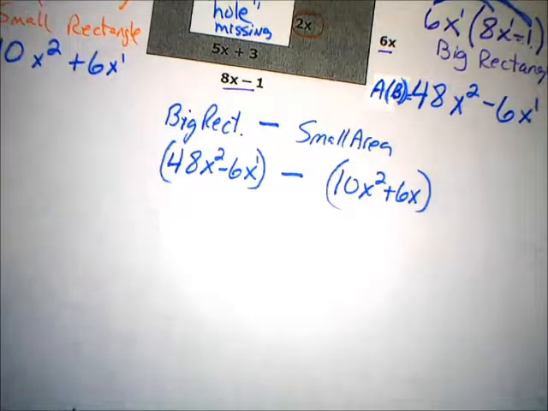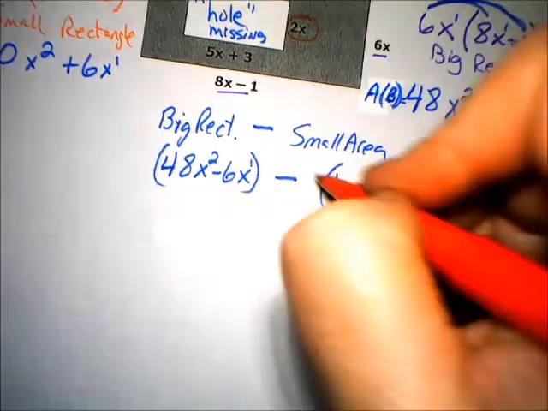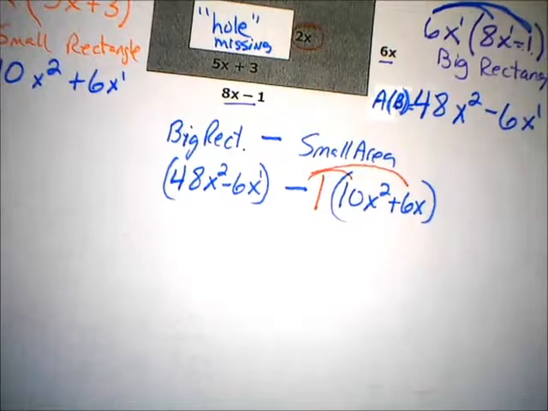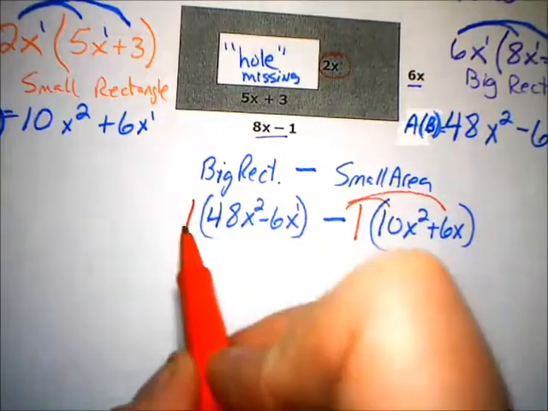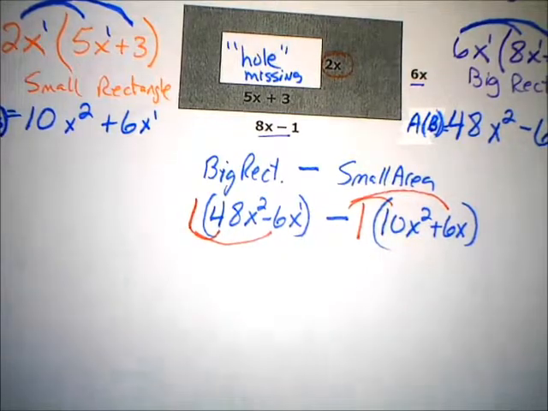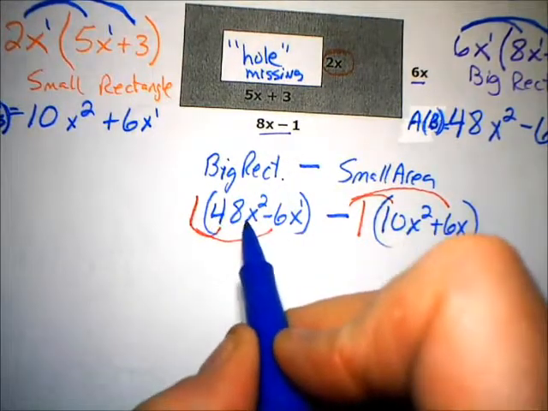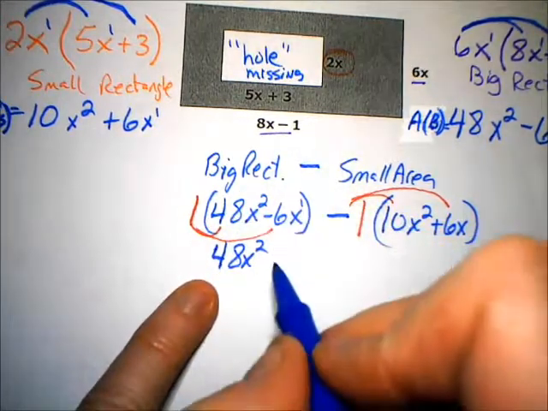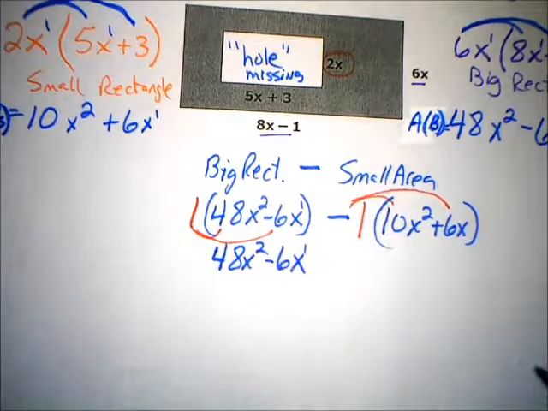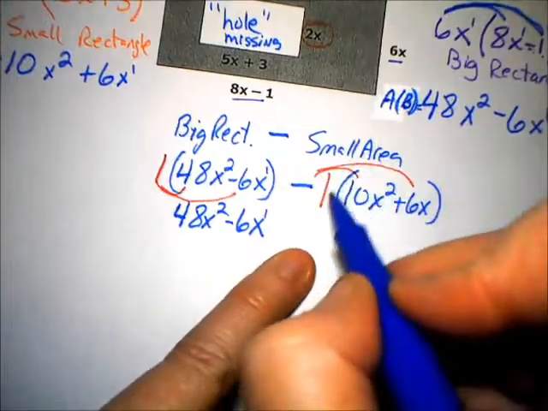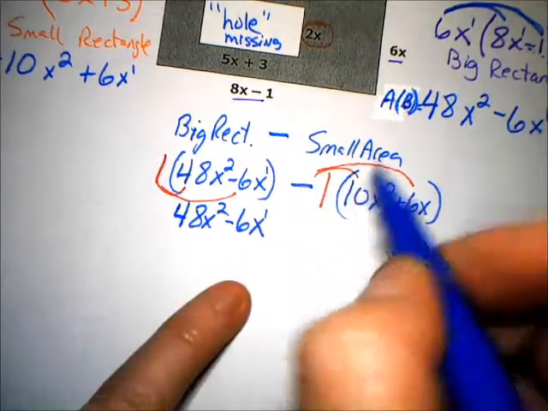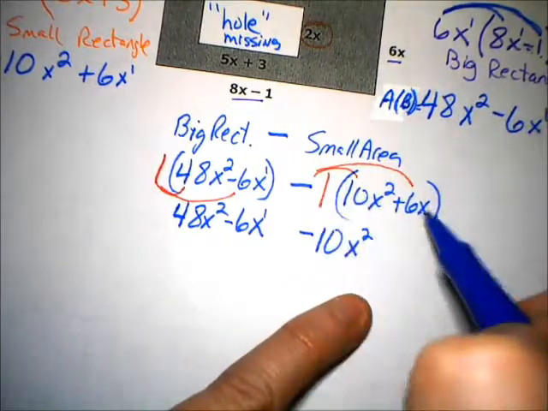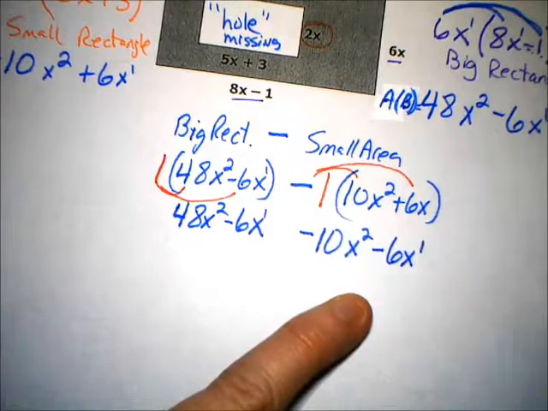So realize there is an understood 1 right there, and I have to distribute that into my parentheses. There's an understood 1 in front of this one. I need to distribute that into my parentheses. When I do so, 1 times 48x squared is still 48x squared. And 1 times a negative 6x is still a negative 6x. But on the other side, negative 1 times 10x squared, negative 1 times 10 is a negative 10x squared. And on the next one, negative 1 times 6 is a negative 6x.